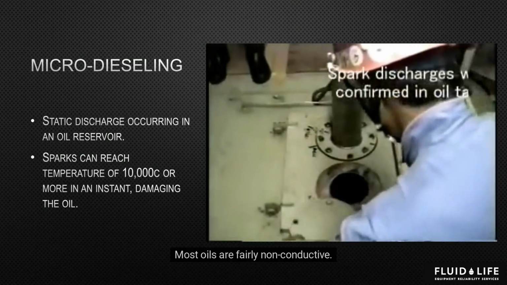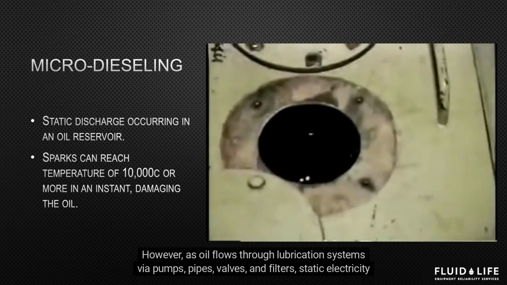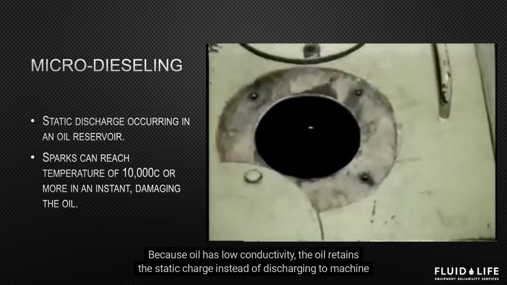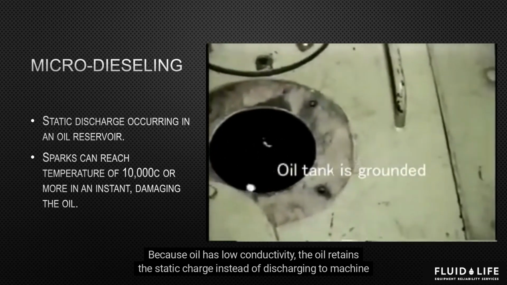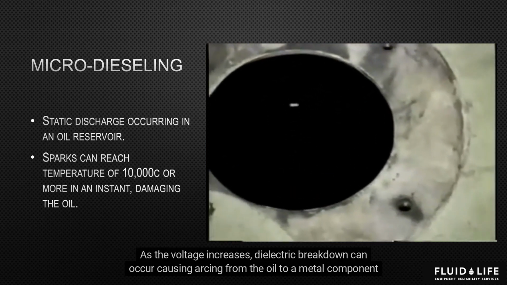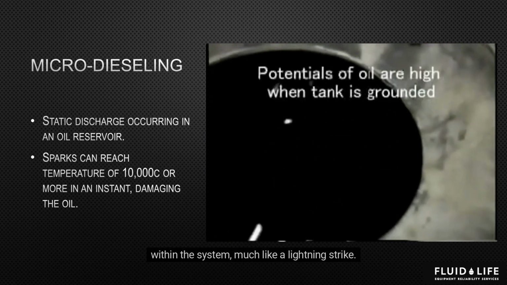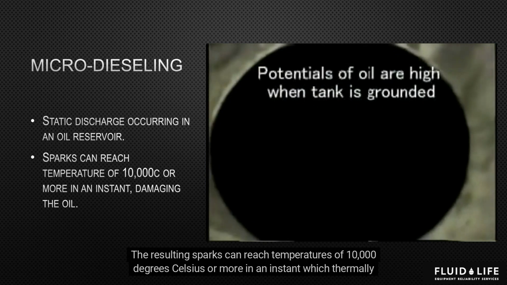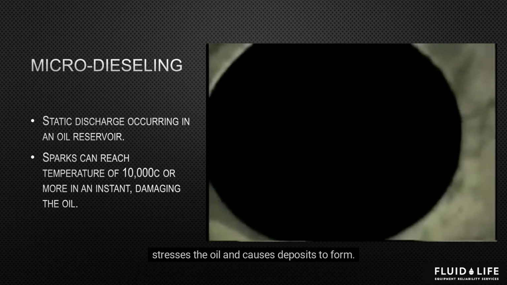Most oils are fairly non-conductive. However, as oil flows through lubrication systems via pumps, pipes, valves, and filters, static electricity builds up. Because oil has low conductivity, the oil retains the static charge instead of discharging to machine surfaces. As the voltage increases, dielectric breakdown can occur, causing arcing from the oil to a metal component within the system, much like a lightning strike. The resulting sparks can reach temperatures of 10,000 degrees Celsius or more in an instant, which thermally stresses the oil and causes deposits to form.